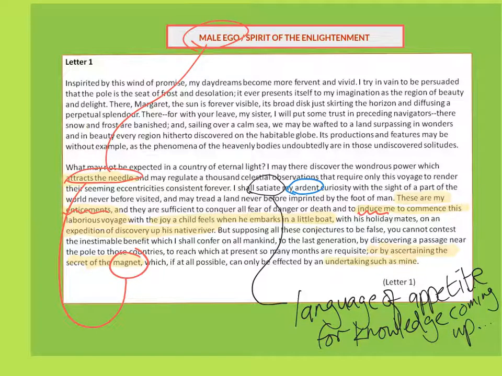Linked to that mockery, or a further way in which that mockery is put across, are the references towards a child. We'll show you some more later in terms of Victor Frankenstein. But this laborious voyage, which is of course life-threatening and dangerous and uncharted territory, gets compared to a boy embarking in a little boat with his holiday mates on an expedition of discovery up his native river.